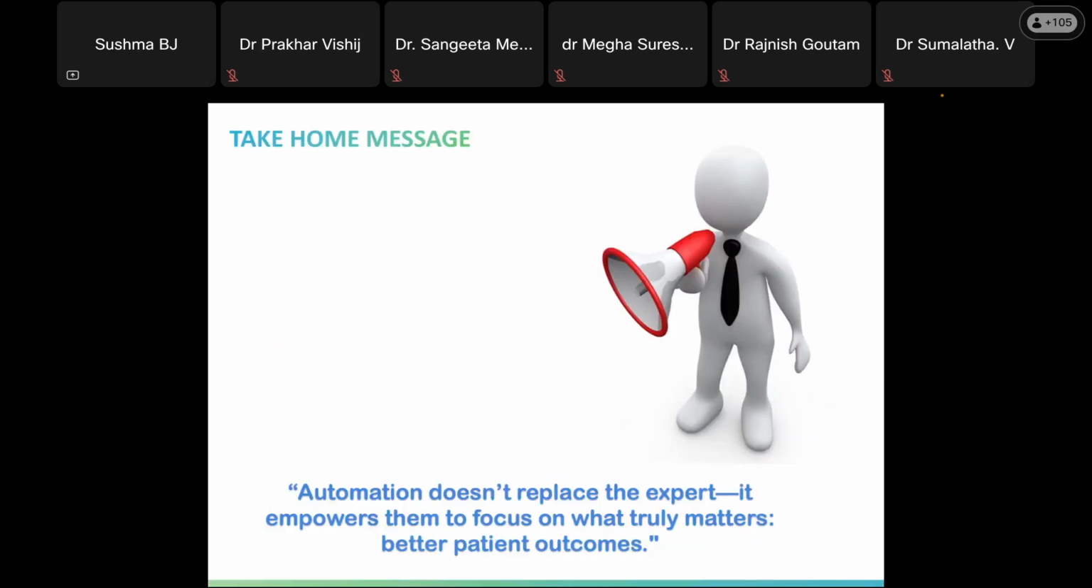With this, the last slide is the take-home message. Automation does not replace the expert. It empowers them to focus on what truly matters, better patient outcomes.